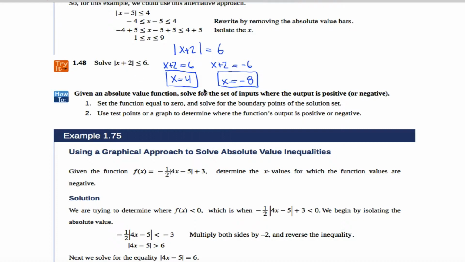Really, the best way to figure these out is to create a sign line. And I know that's kind of annoying. I know people don't really like doing that. But it's the best way to go when you're solving a problem like this. And so what I mean by a sign line is take these two solutions and write them on a number line.